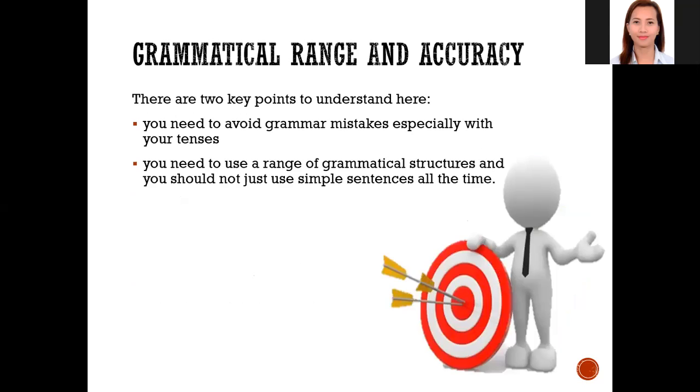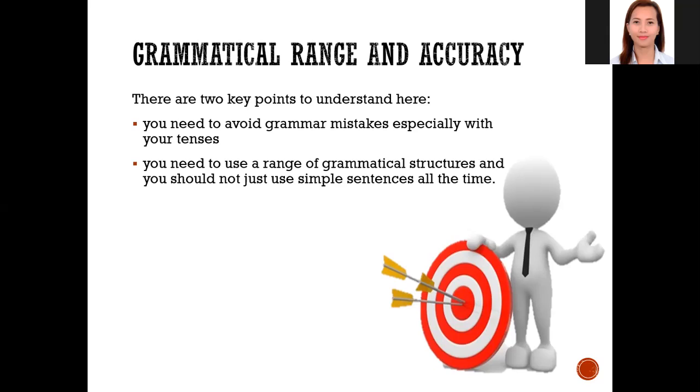Okay, grammatical range and accuracy. There are two key points to understand here. First, you need to avoid grammar mistakes, especially with your tenses. So, for example, if you say "people believes," that's wrong grammar. People is plural, so your verb should have no s. If your subject is singular, your verb should have s.